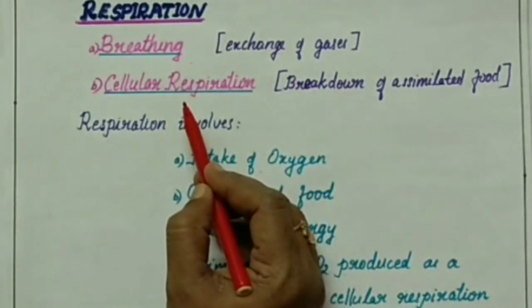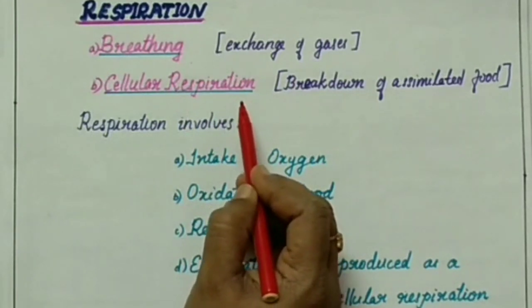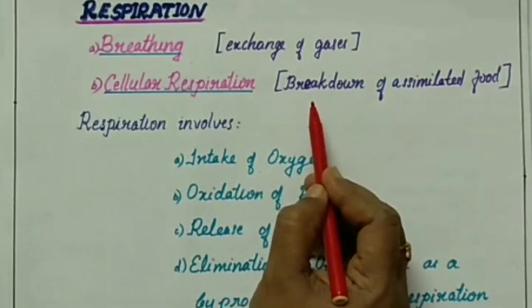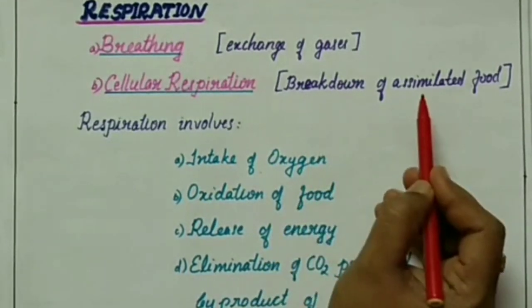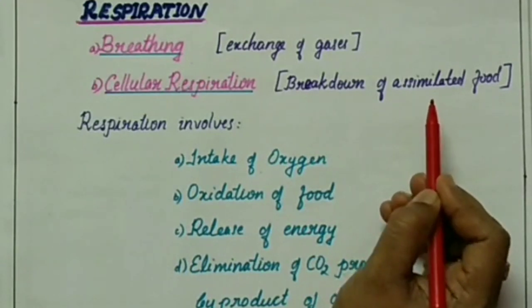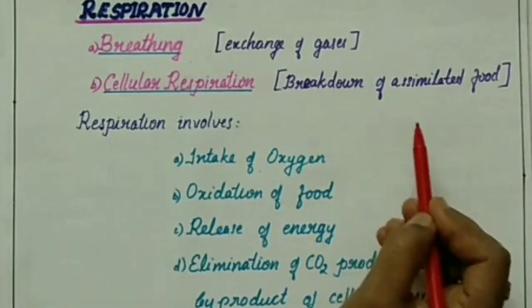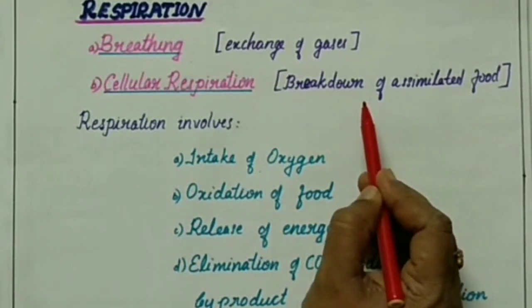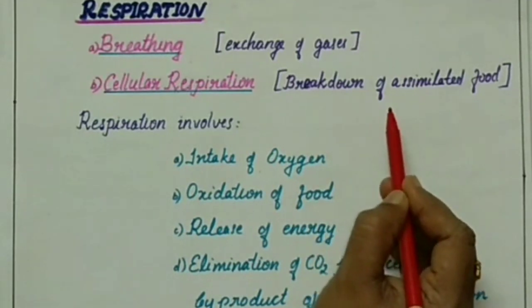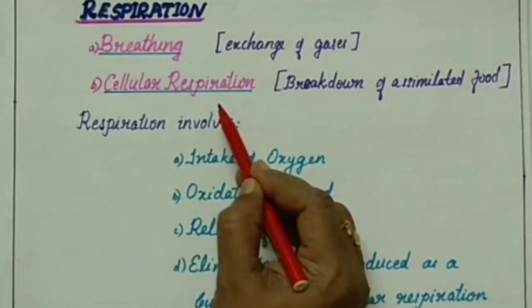The next is cellular respiration. It is a biochemical process that takes place inside our cells. That is, in which breakdown of simple foods or assimilated foods such as glucose, proteins, fats, etc. occurs to release energy inside the cells. That is, oxidation of food takes place inside the cells to release energy, and this is cellular respiration.